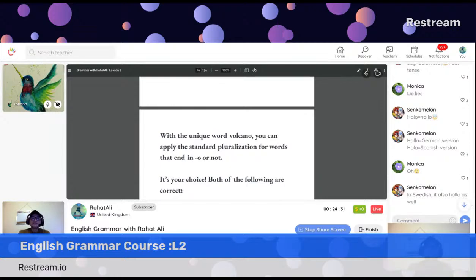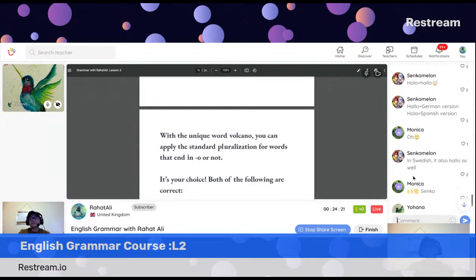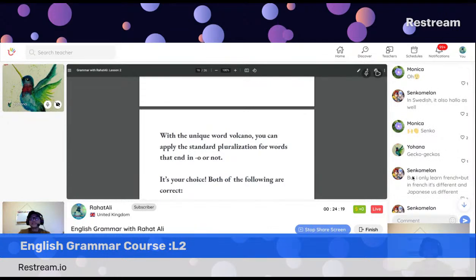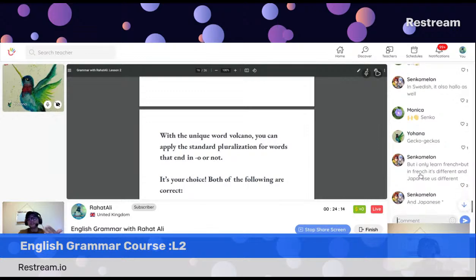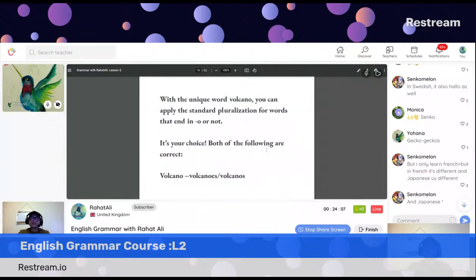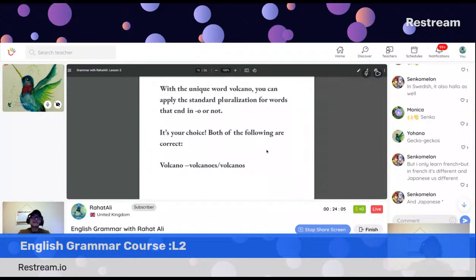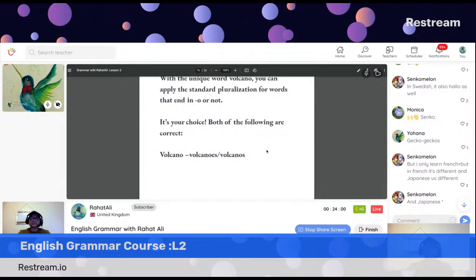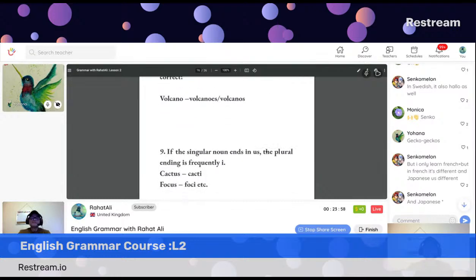Gecko. You see, there is an amazing part of this plural. It can take S or ES. It can take both of them. Gecko, geckos. It is also possible if you use OES, that is also correct. So this is an exception. Similarly, volcano, volcanoes, OS or OES. Similarly, gecko, geckos. Okay.